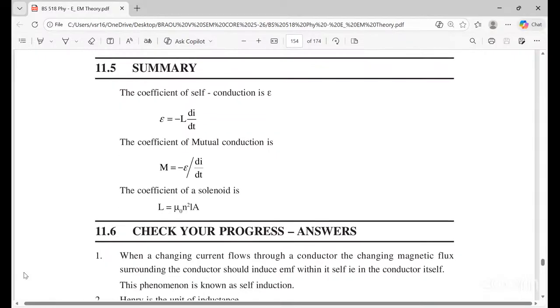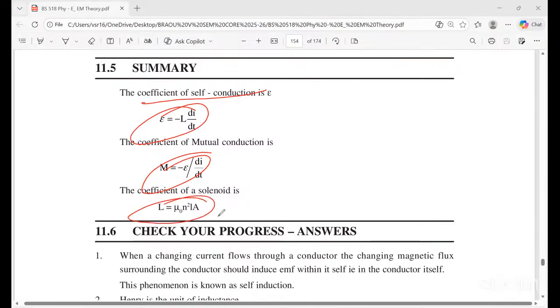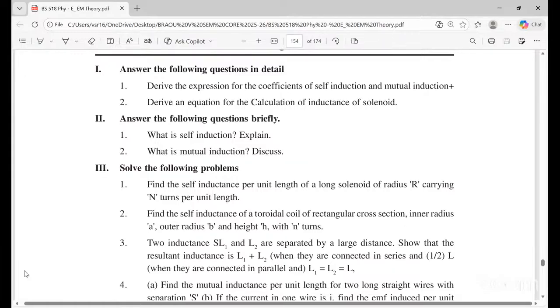So what is the summary? The summary gives you the coefficient of self-inductance, coefficient of mutual inductance, and the coefficient of a solenoid. Damn sure questions. The question should be: derive the expression for the coefficient of self-inductance and mutual inductance. Derive an equation for the calculation of, just now we calculated, mu naught n square l A.